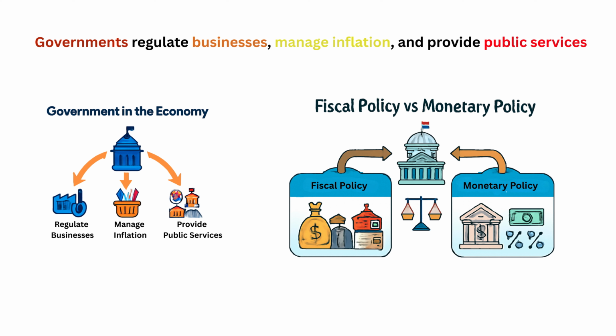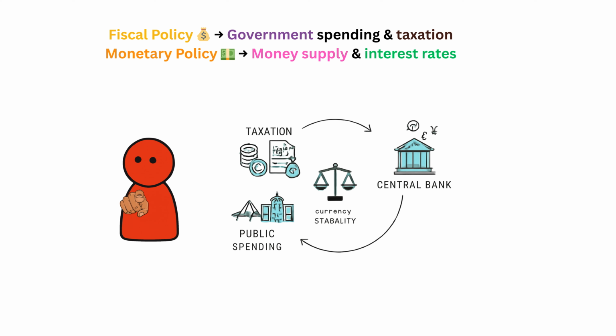Governments aim to keep the economy stable and growing by managing inflation, unemployment, and the overall financial system. They use tools like taxation and public spending to regulate demand, while central banks control money supply and interest rates to stabilize the currency.